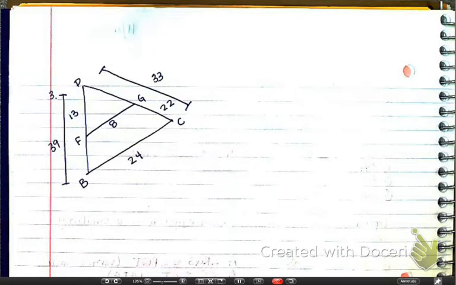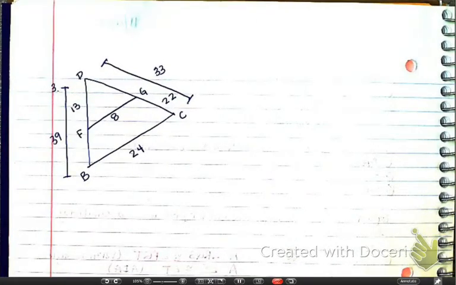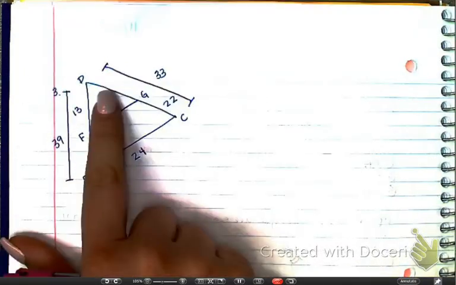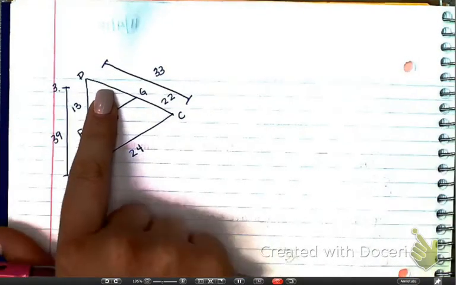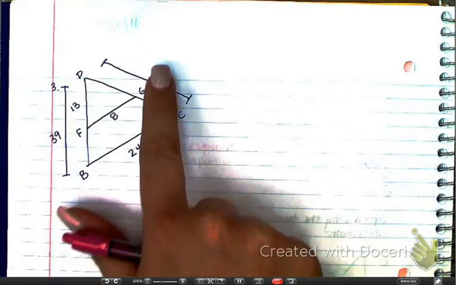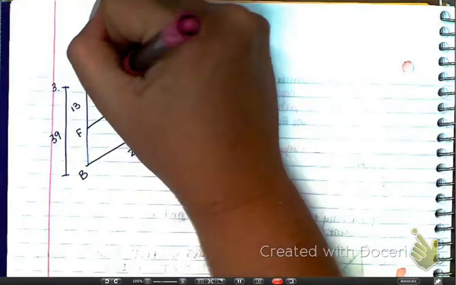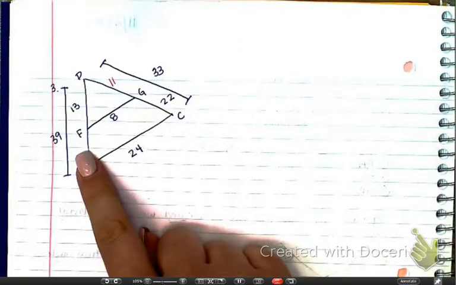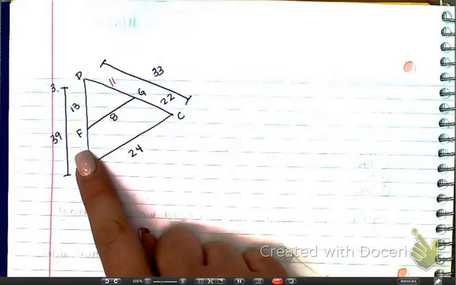All right, for those of you that chose side, side, side, you looked at it and probably said, I know information about all three sides, right? But hopefully before you started to set things up, you found some missing pieces. Really, the only piece you need is DG. What is DG? 11. 33 minus 22 is 11. If you found this piece over here, you got 26, but that doesn't really help us when we're setting up a proportion for triangle similarity.